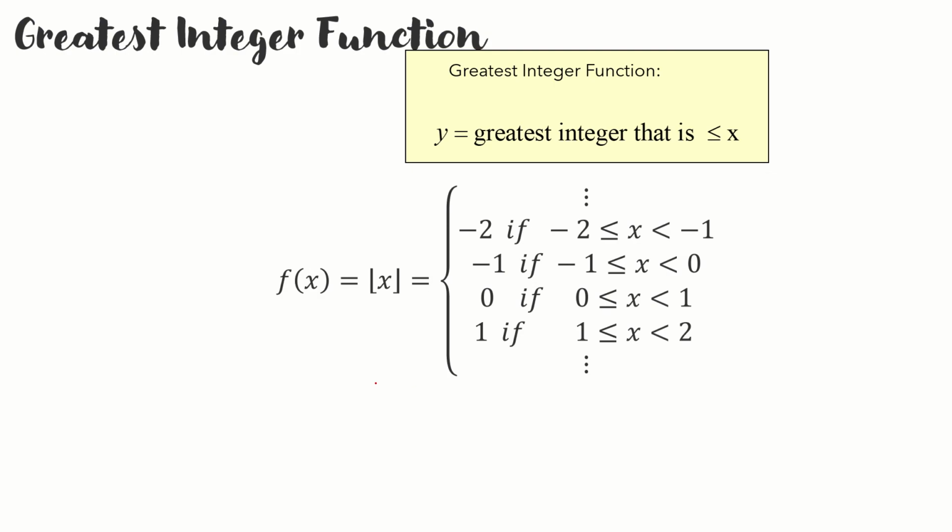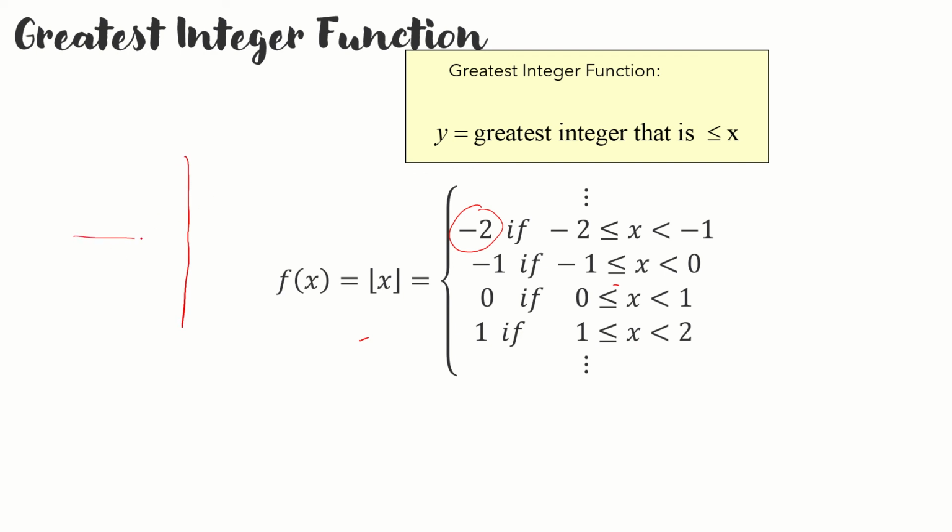If x is between minus 2 and minus 1, it will give you what? It will give you minus 2. Meaning to say, any value between minus 2 and minus 1, excluding minus 1, would give you minus 2. And anything between minus 1 and 0, that would give you minus 1. Anything between 0 and 1, that would give you 0. And anything between 1 and 2, it will give you 1.